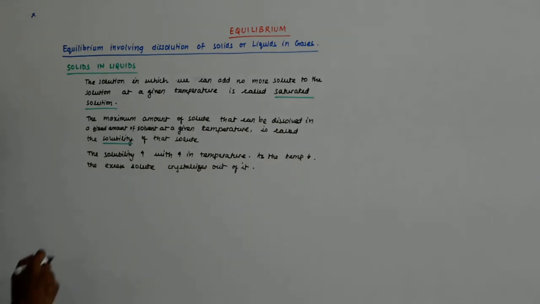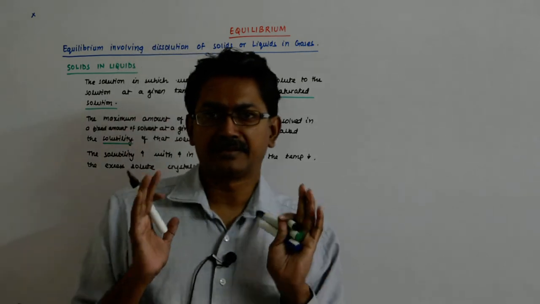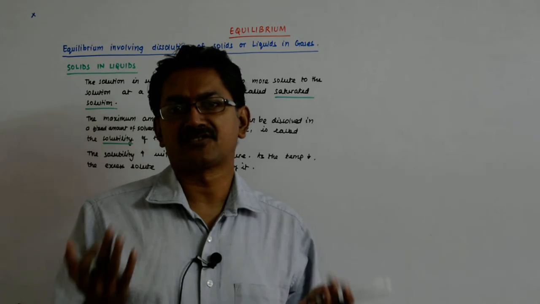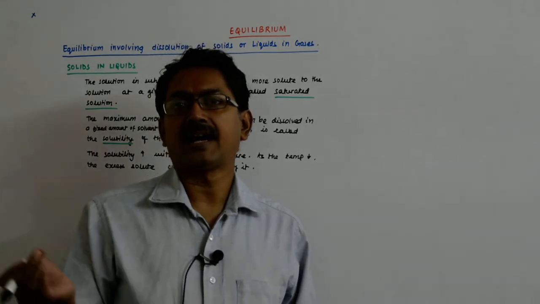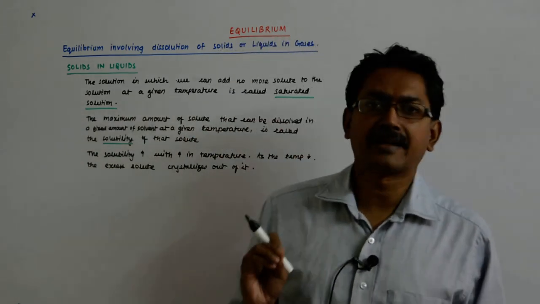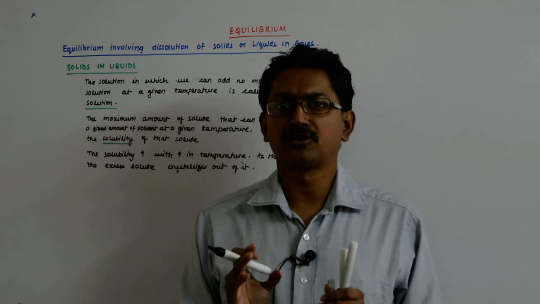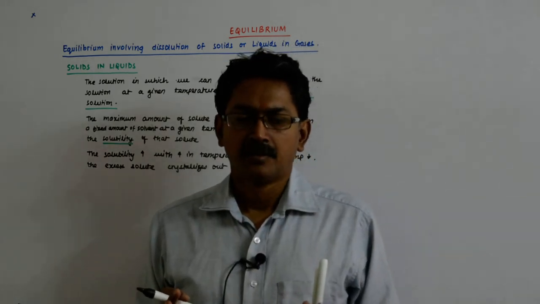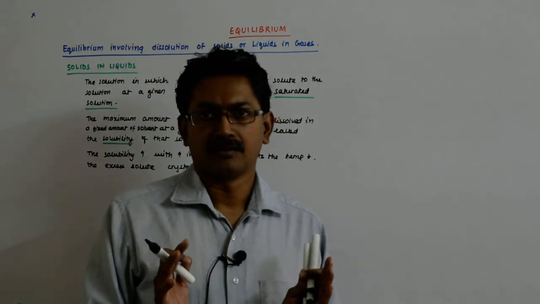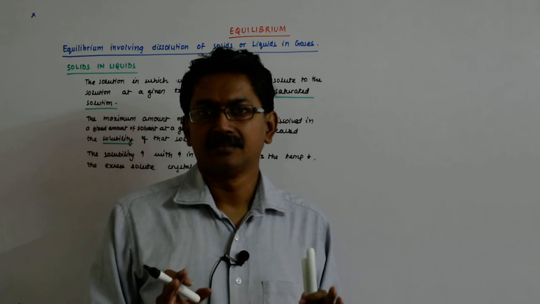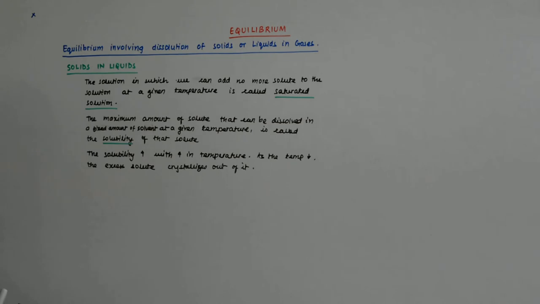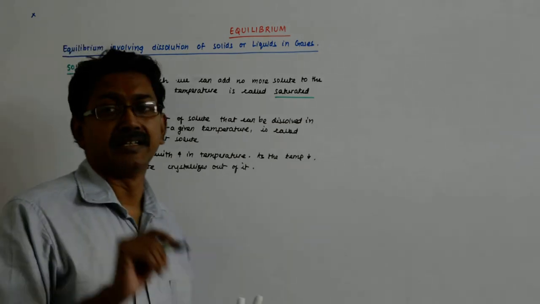Fine. Now this equilibrium: suppose after it has reached the saturated state, I add two more tablespoons at the same temperature, and I know that they will not get dissolved because the solution is already saturated. So it seems that sugar is not dissolving and it is static. But again, let me emphasize that this is a dynamic equilibrium.